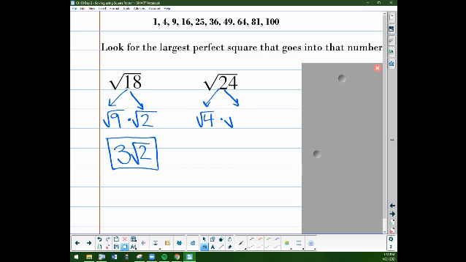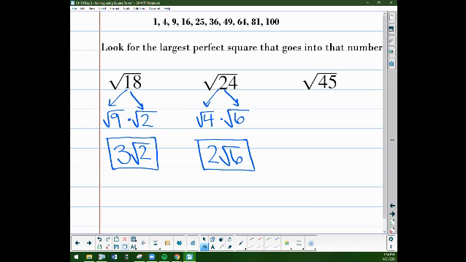4 times what gets me 24? Well, 4 times 6 is 24, so that's my non-perfect square. The square root of 4 is 2. I specifically chose that because I know it would be a whole number. And then I leave the square root of 6 because I cannot evaluate that any further. So square root of 24 simplifies to 2 root 6.